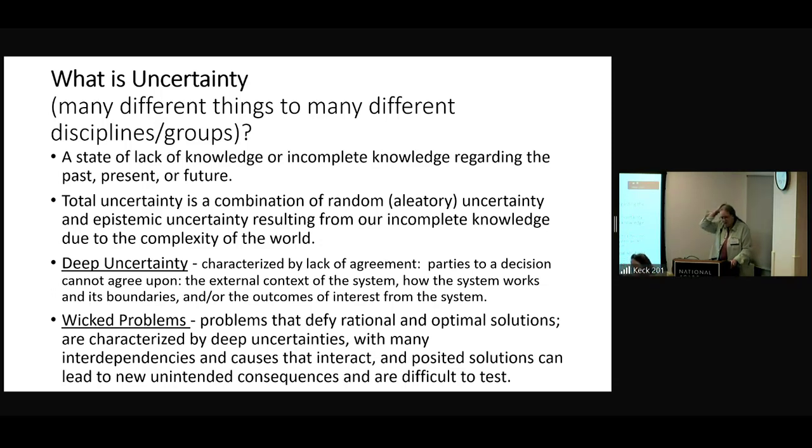So first of all, starting with some of the basics, what is uncertainty? Of course, there are many different definitions. I'm going to use one that is rather prosaic for the climate community. That is that it's a state of lack of knowledge, or incomplete knowledge regarding the past, present, or future. It usually has two components, the aleatory uncertainty and epistemic uncertainty, resulting from our incomplete knowledge due to the complexity of the world.